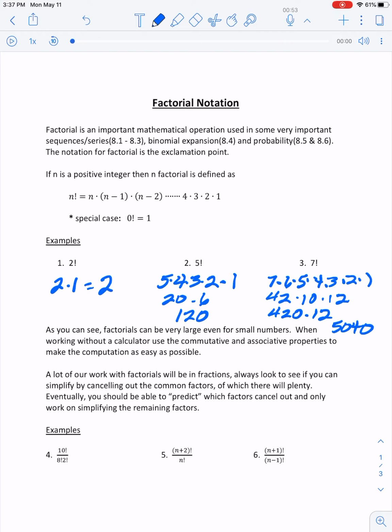Sometimes you have 3, 4, 5, 6, 7, 8, 9 numbers to multiply together. Pick pairs that are easy for you to multiply together, and then do the complicated work at the very end.